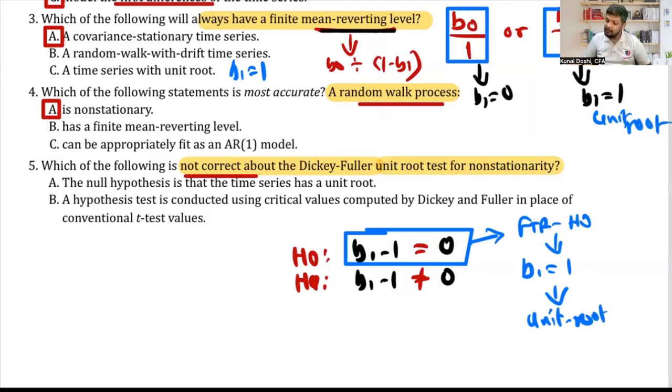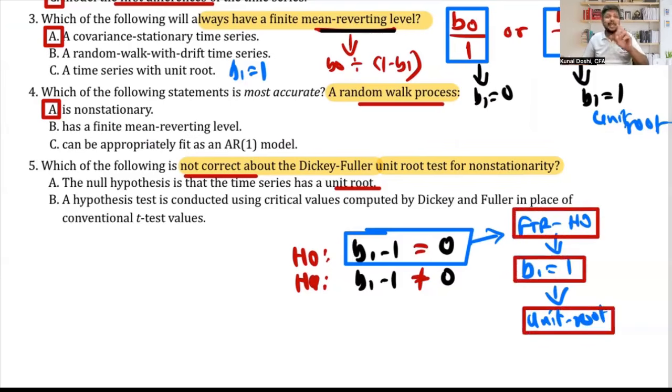The null hypothesis is that the time series has a unit root. Yes or no, everyone? That's correct, right? The null is that it has a unit root. If you accept the null, meaning fail to reject the null, that means B1 is equal to 1 and that means it has a unit root. So A is a correct statement. We are looking for the incorrect one. Am I correct? Second, B.